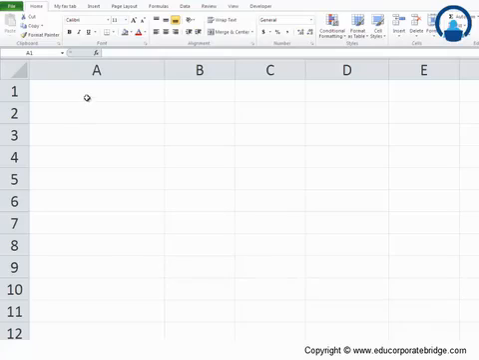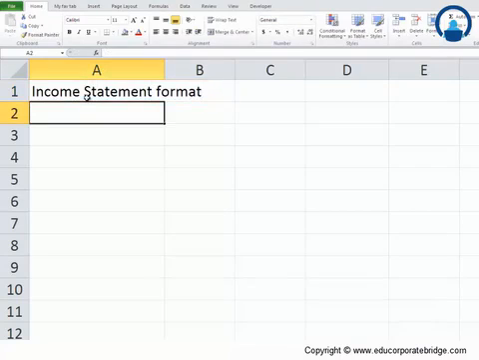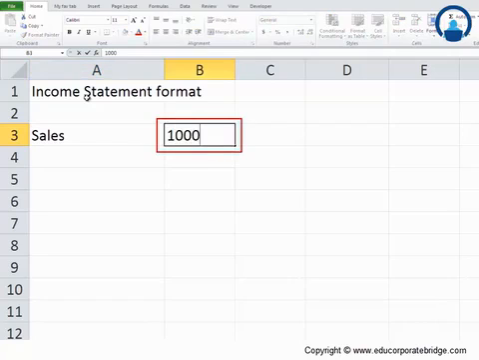Hello friends, let us closely now look at the income statement format. The income statement format actually starts with the sales number as we have seen earlier. We'll take an example of a company whose sales is $1,000.